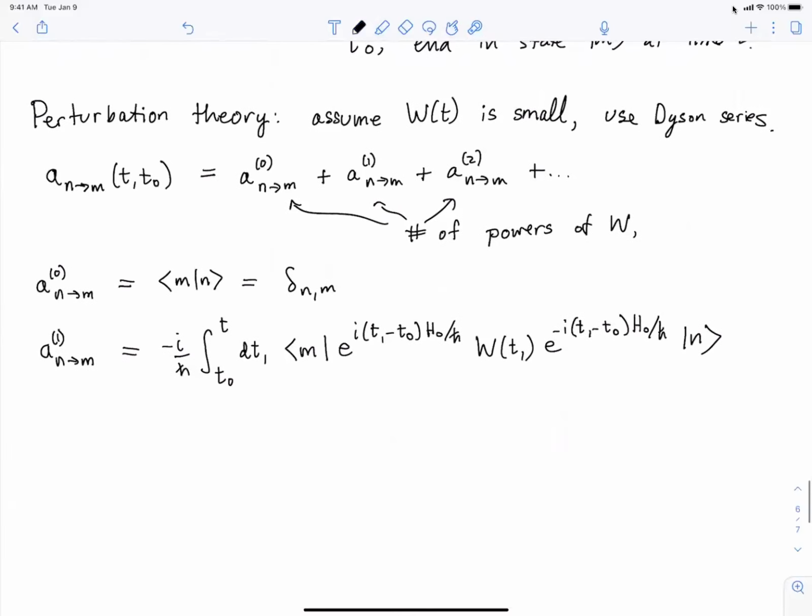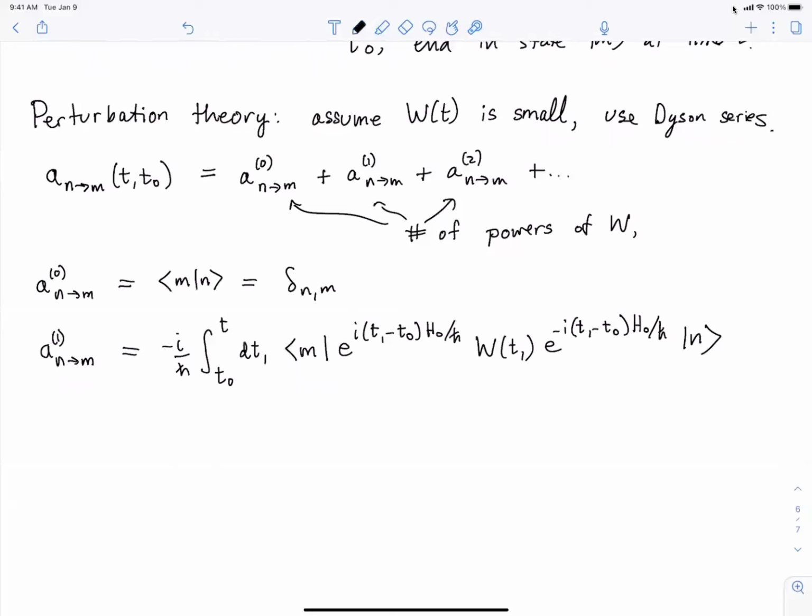Okay, and now the point is, if we look at the H0s, both of them are adjacent to one of their eigenstates. This H0 is adjacent to that M. This H0 is adjacent to that N. And so we can evaluate them on their eigenstates and turn them into numbers.